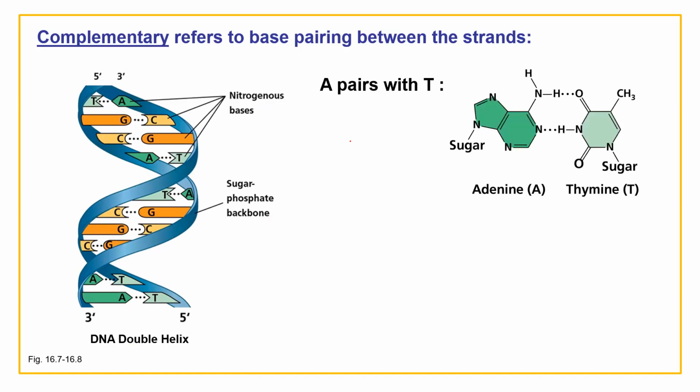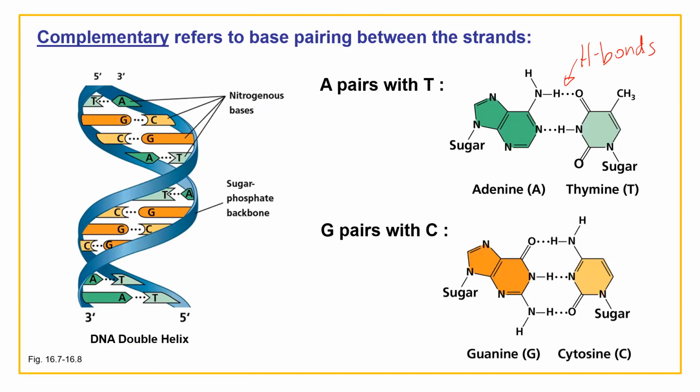A pairs with T, so A is adenine, pairs with thymine. And if you take a look, between the two bases are these dotted lines. And if you remember way back at the beginning of the course, these are actually hydrogen bonds. So adenine and thymine pair with 2 hydrogen bonds each. G pairs with C. So guanine pairs with cytosine, and you can see we've got 1, 2, 3 hydrogen bonds. And so they're complementary. G complements C, A complements T. So that's what the complementary part means of the double helix.